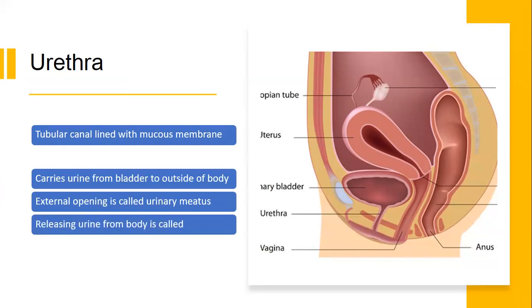Releasing urine from the body is called micturition, voiding, urination, or in informal language, pee. It is a tubular canal lined with mucous membrane, about 3 to 4 centimeters long in the female and 20 to 25 centimeters in the male.